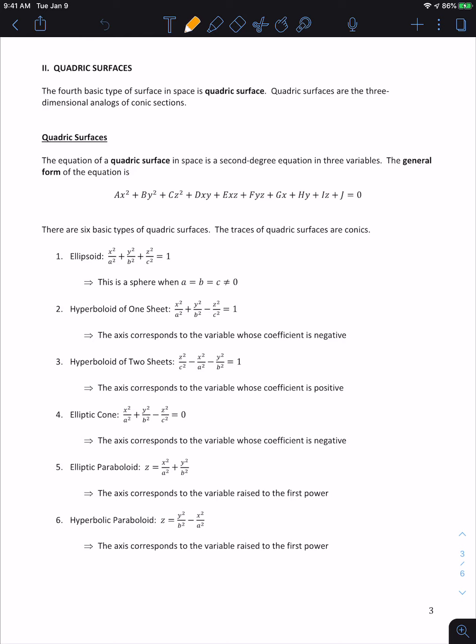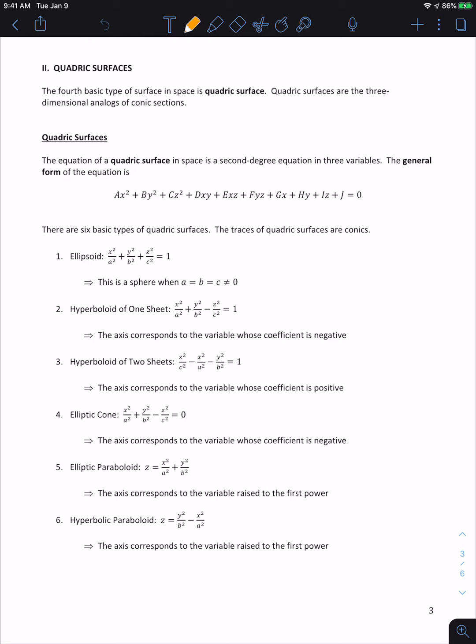Quadric surfaces are the three-dimensional analogs to conic sections. Remember our conic sections were like hyperbolas, ellipses, parabolas, those kinds of things. Sorry, I just had kind of a brain shortage. So quadric surfaces are the three-dimensional version of that.